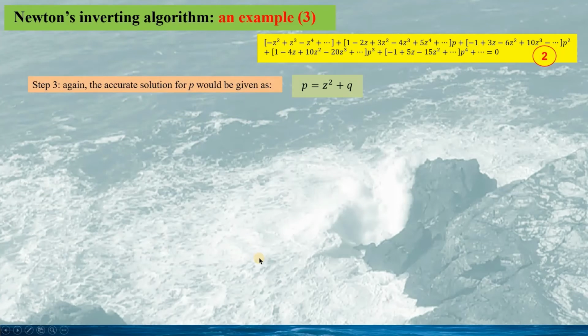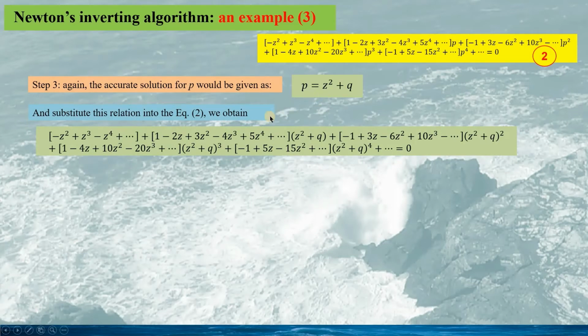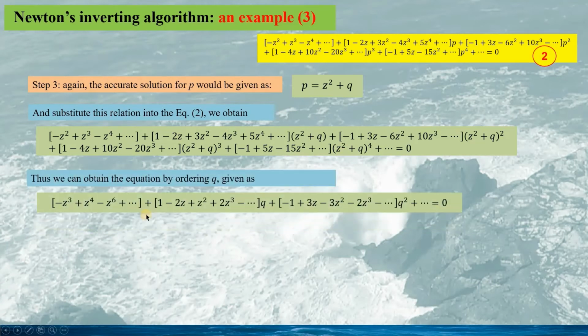In step 3, we can assume that p should be expressed as z squared plus q. And from here, we are going to find what q is. So substitute this expression into equation 2. So we have a more complicated equation given like this. If we order the equation by powers of q, we have the equation like this.